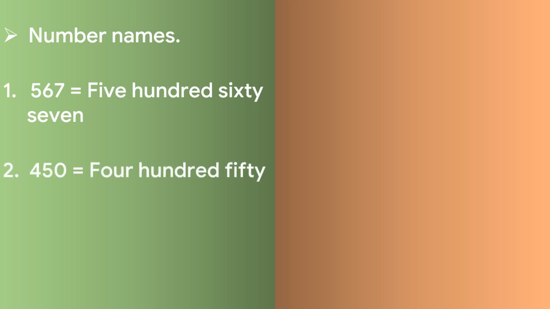Name of our first topic is number names. In this, you have to write down the number names of the following numbers. Your first number is 567. 5 is in the place of hundreds. That's why you have to write down first 500. Then 6 is in the place of tens. You do not write down 6 tens; you have to read 67 together. So the number name of 567 is 500 and 67.